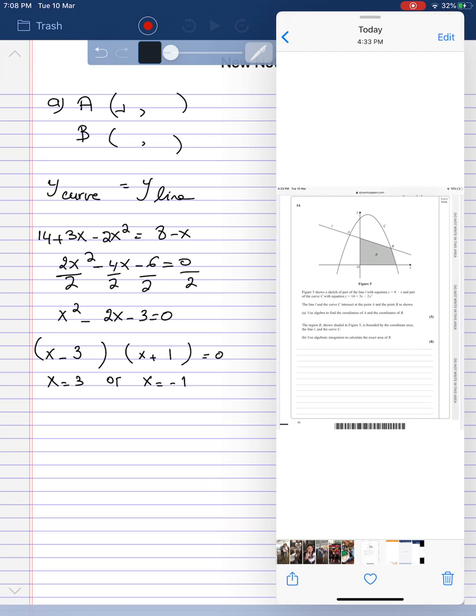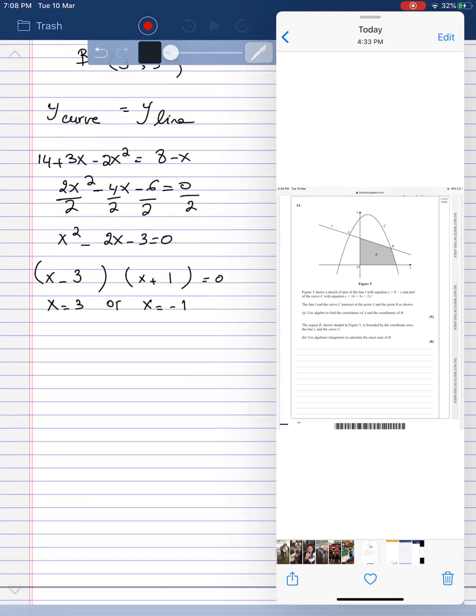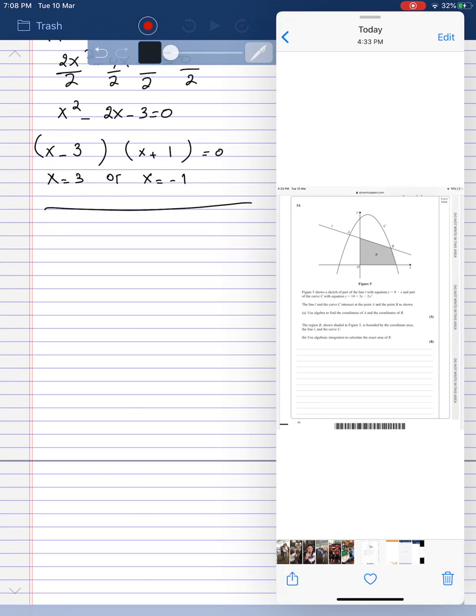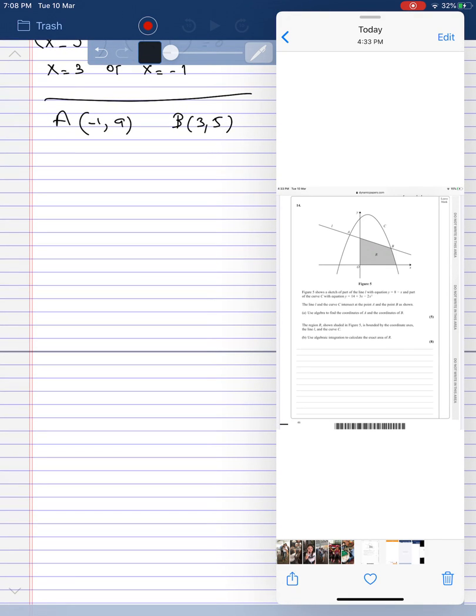If you replace x by minus 1 in the equation of the curve or the line, you get y is 9, and the x coordinate of B is 3. Again, you replace it in either equation, you get y is equal to 5. So again, A is (minus 1, 9) and B is (3, 5). I'll try to sketch the area which we need to find, this trapezium, which is bounded by, this is R. And now this is point B, and you know that point B has x coordinate of 3.